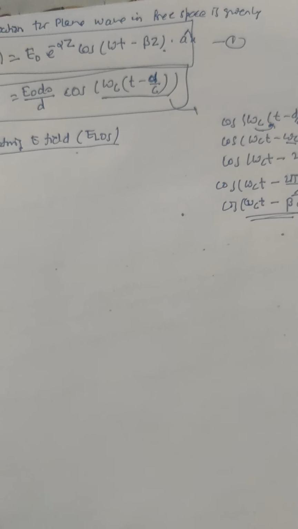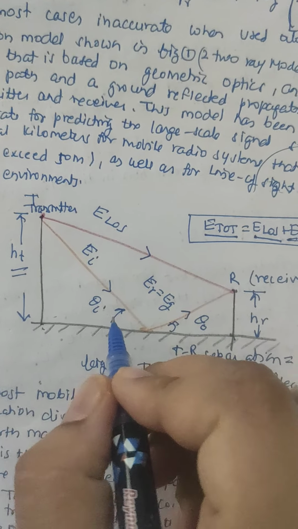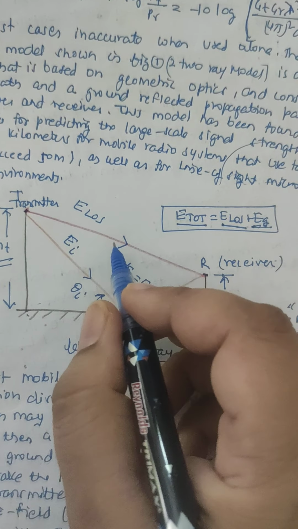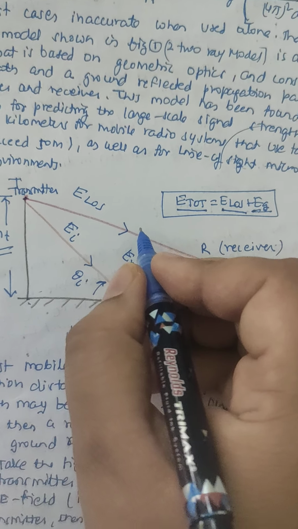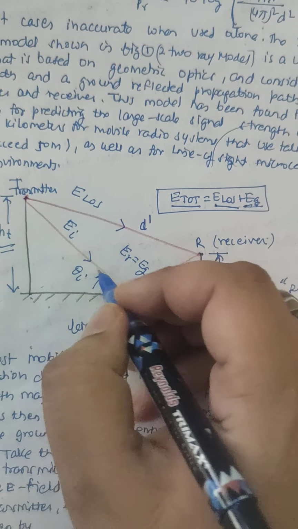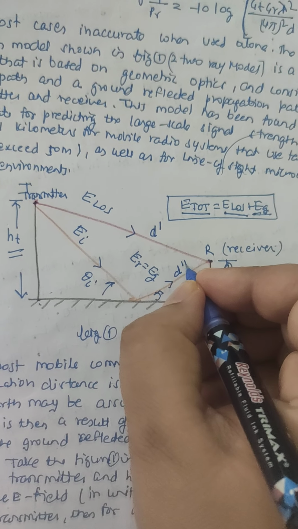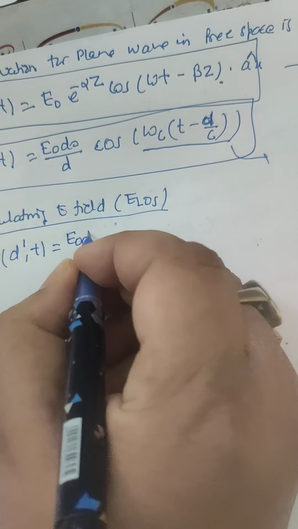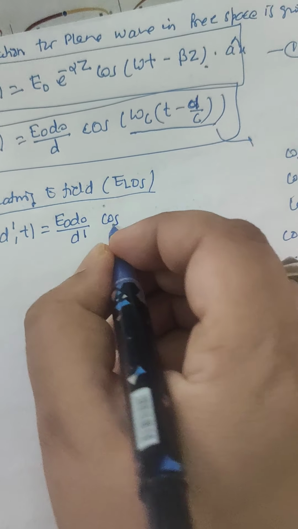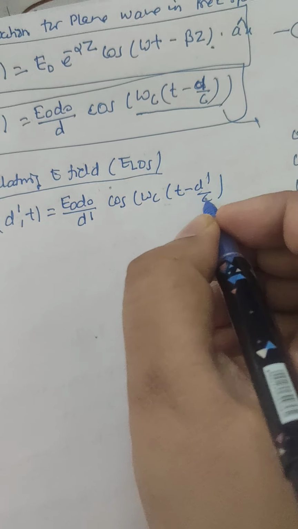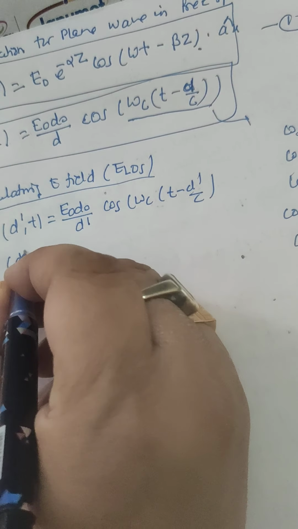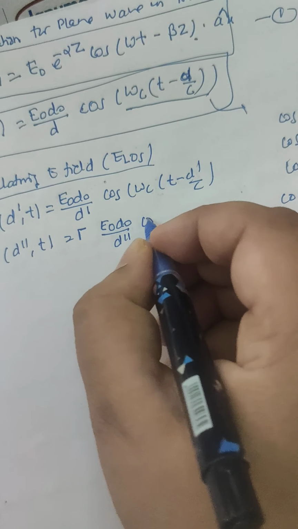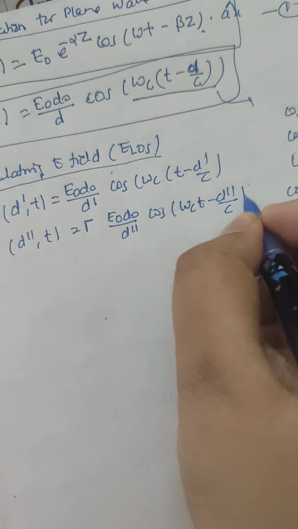Just one more thing, see again this two-ray model. The distance from transmitter to receiver for the line of sight E field signal is d prime, and the distance for the reflected path is given by d double prime. So now come back here, this is E naught d bar cos omega c t minus d bar by c, and the reflected signal is E naught d double bar, and here is one more constant, gamma, cos omega c t minus d double bar by c.